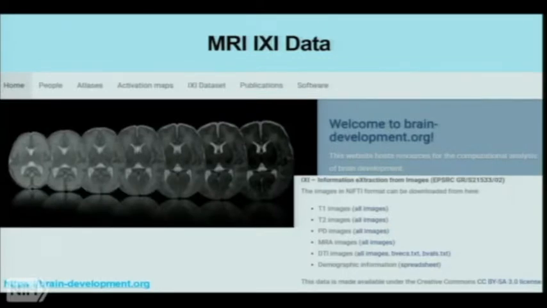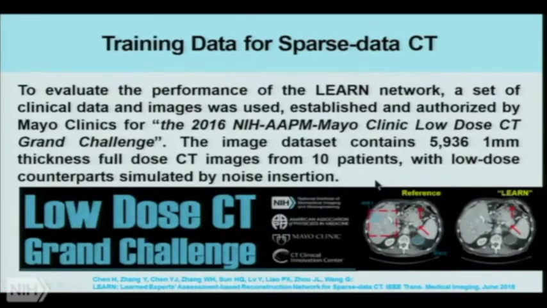And the second one is the MRI IXI, Information eXtraction from Images, from 3 hospitals and groups in the UK. So you have the kinds of images shown here. And now we talk about CT data sets.